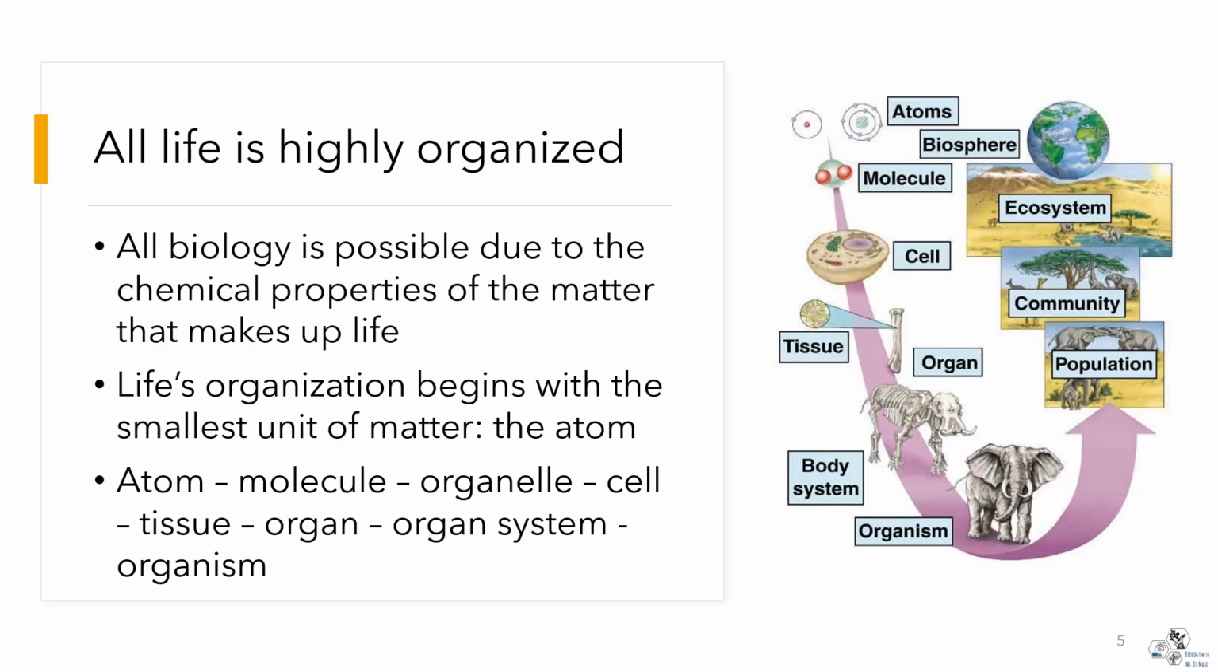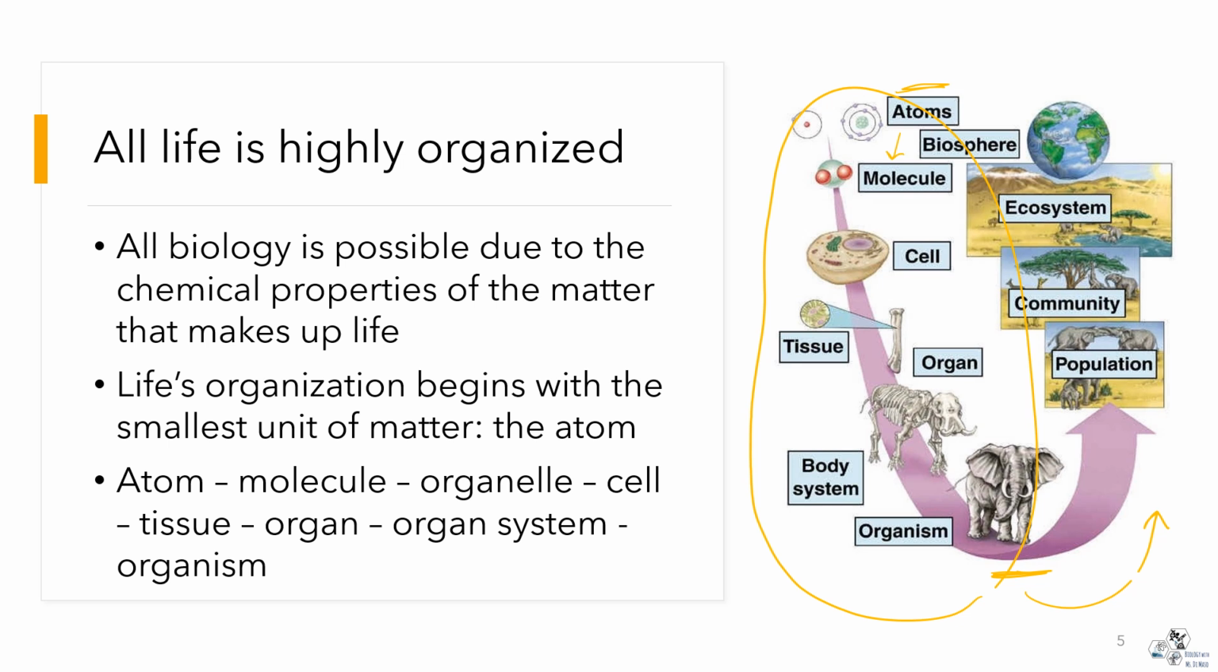And just like with the ecology unit, this has to start with the idea of life is organized. This is one of our properties of living things. We talked about how life was organized from the organism level and up, and now we're going to look at how it's organized on the bottom side. So all life's organization begins with the smallest unit of matter, and that is the atom. The atom is the basic thing that makes everything up in the universe. Atoms come together to form molecules.